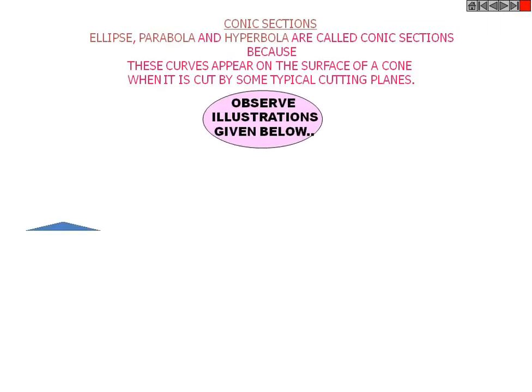Now the first topic is the conic sections. The conic section means when the cone is cut by means of a section plane, we get curves like ellipse, parabola and hyperbola. So these are called the conic sections.